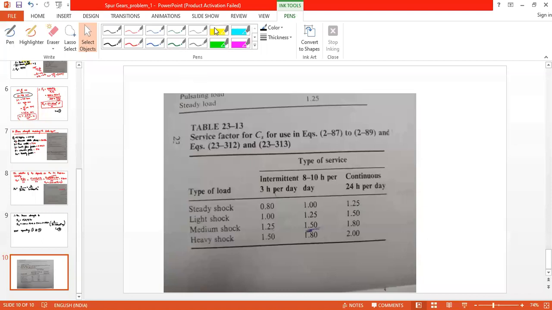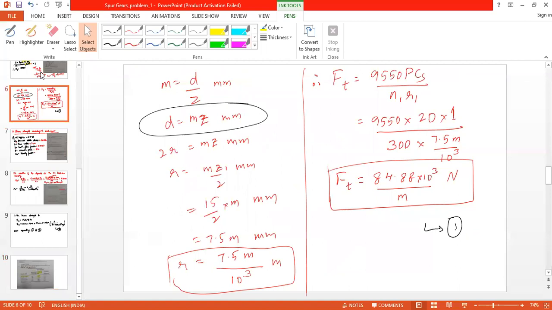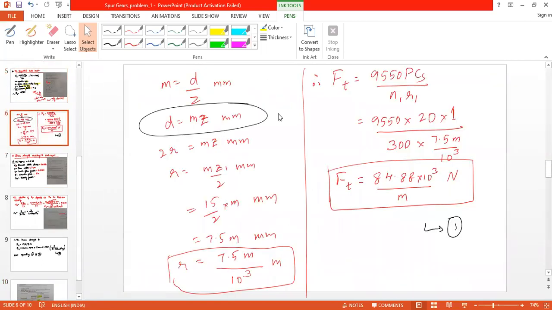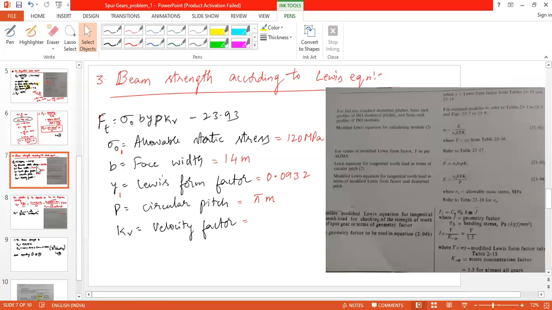Here we choose 1 as the service factor, considering steady load and 8 to 10 hours per day of working. Upon substitution, we got Ft, the actual tangential load, as 84 by 84 into 10 power 3 divided by m newton. Next, we need to find out the beam strength.